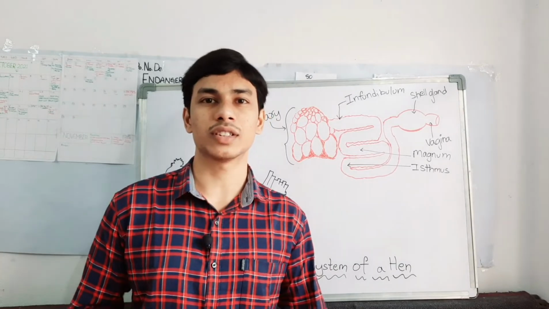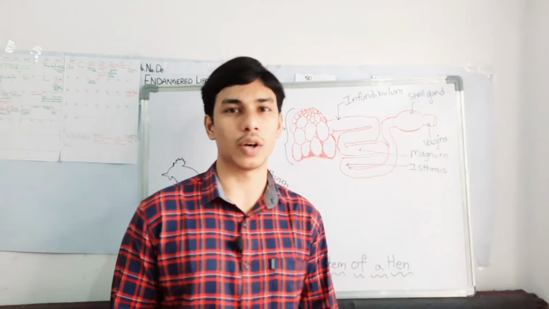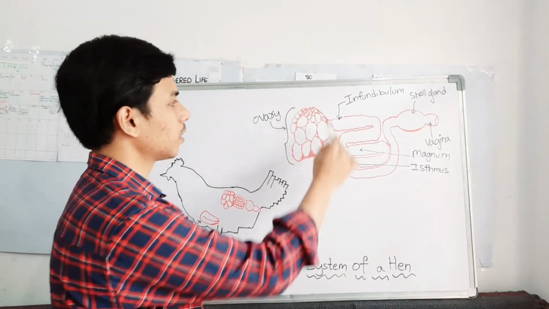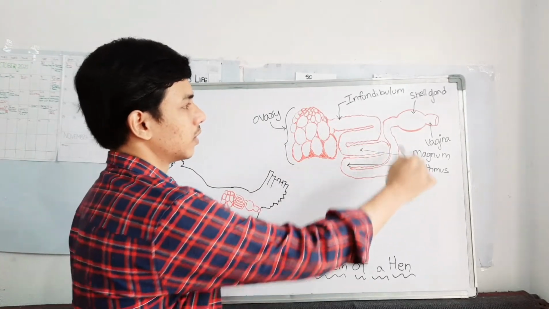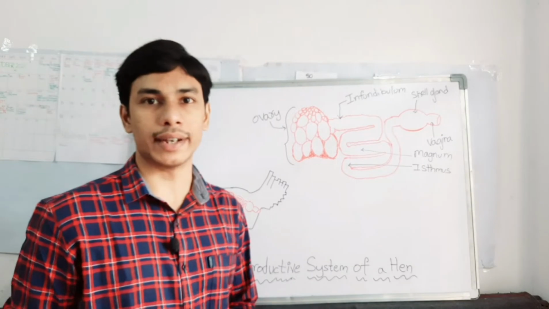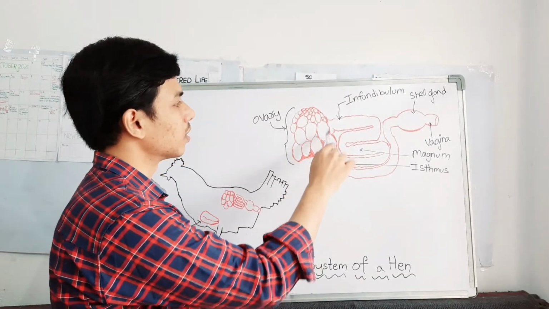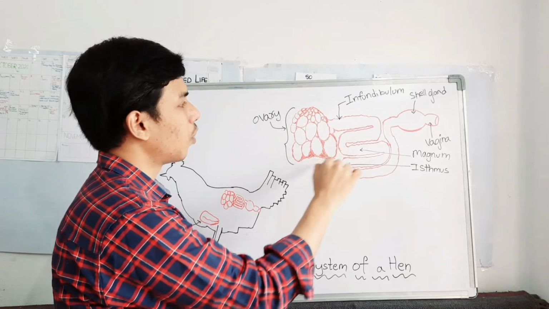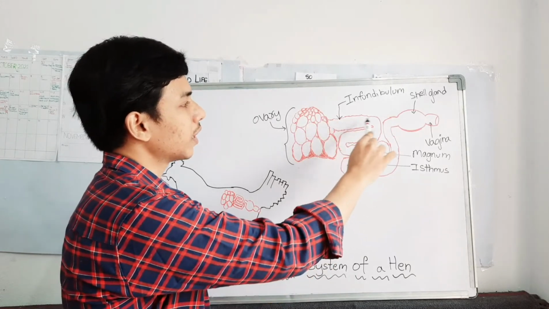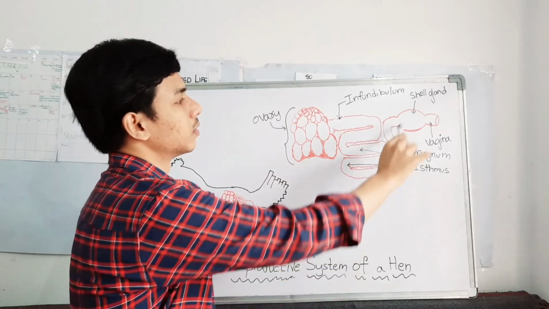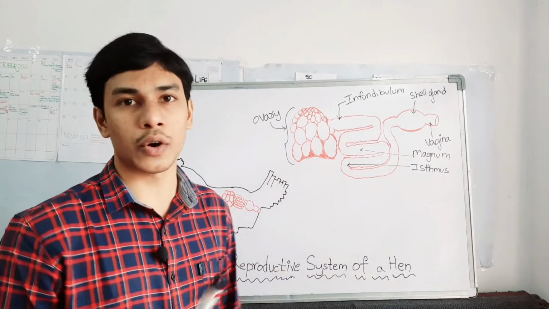The reproductive system of a hen consists of an ovary and an oviduct. This is the ovary and this is the oviduct. The yolk material, which I told you earlier, forms in this ovary, and the rest of the egg forms when the yolk is passing through this oviduct. First, the yolk is formed.